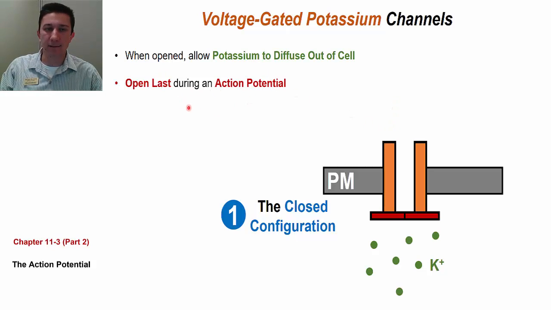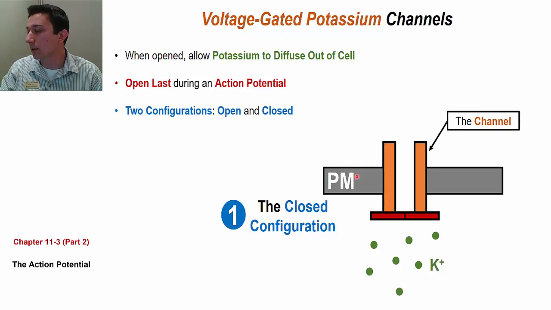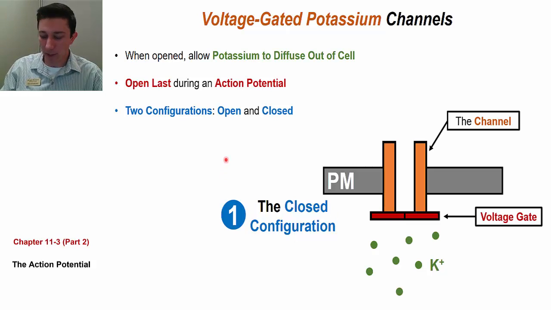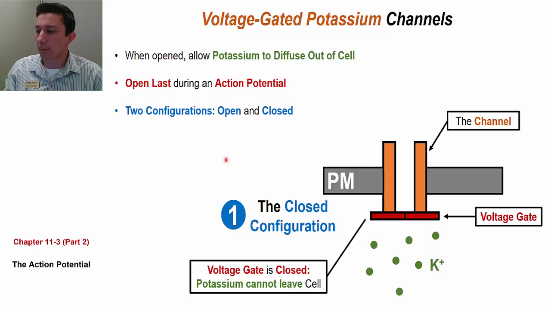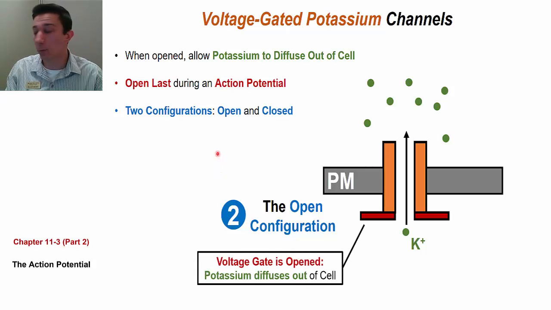These also open last during an action potential, so they're kind of slow to open, and they always open last during our action potential, right? And as I mentioned, there are two configurations, open and closed. We just saw the closed configuration here, which I pointed out, the channel and also the voltage gate. The second configuration that we'll take a look at is the open configuration, in which our voltage gate will open up and allow potassium to diffuse out of our cell, taking positive charge with it. So voltage gate is open, potassium leaves our cell.